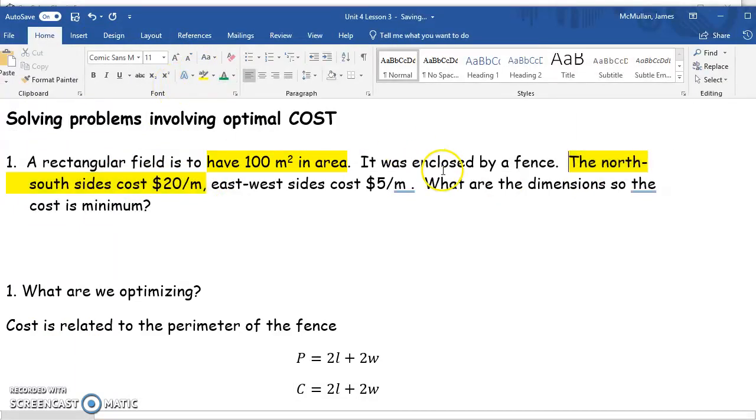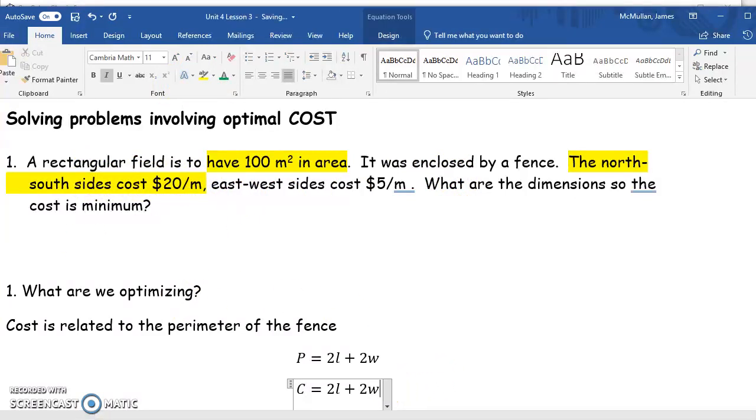So for example, our north-south sides each cost $20 per meter. So let's say W will represent our north-south sides. We're going to have to multiply each of those by 20, because if we have 1 meter of fence going that way, it's going to cost us $20 for that meter. So we multiply that by 20. Again, we're going to multiply this by 5 for the same reason.